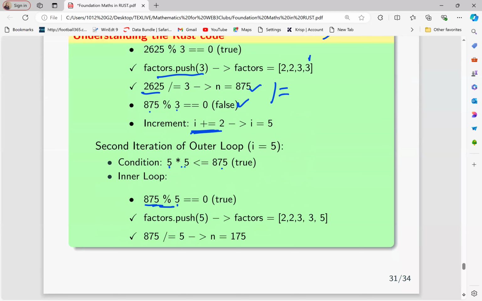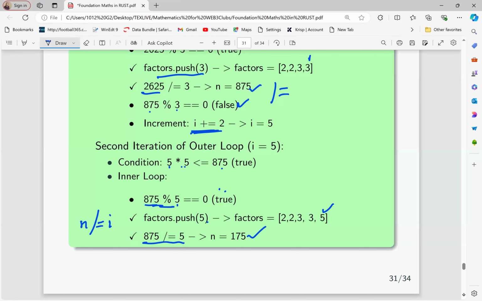You find that again, that is true. So since that is true, 5 is made a factor. Our new n becomes the old n divided by 5. That's what it means by n divided by equals I. Our new n will be the old n divided by what is on the right of the equal sign. This time it's I is 5.